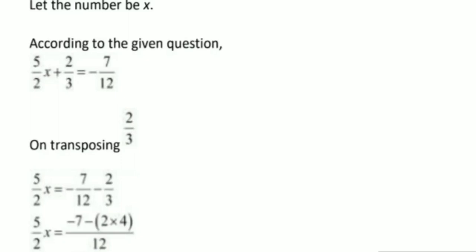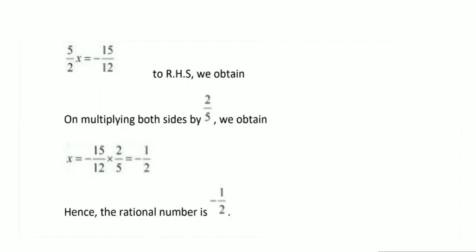Now on transposing 2 upon 3 to the right hand side, we obtain 5 upon 2 x is equal to minus 7 upon 12 and minus 2 upon 3. Now LCM of 12 and 3 is 12. So it will come minus 7 and minus 2 into 4. So minus 7 and minus 8. This is equal to minus 15. So the equation is 5 upon 2 x is equal to minus 15 upon 12.